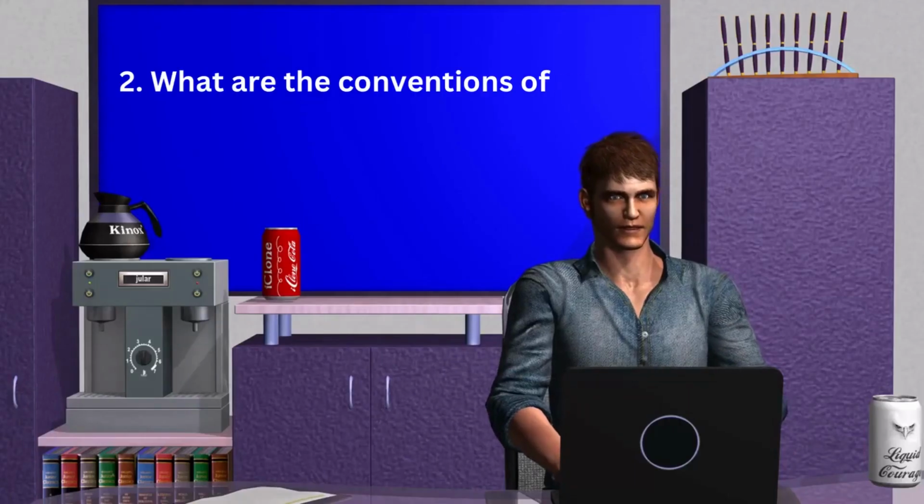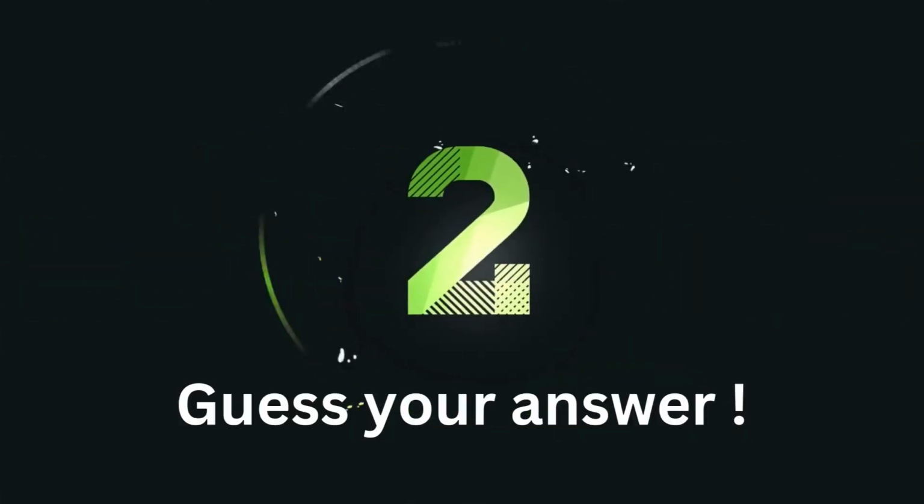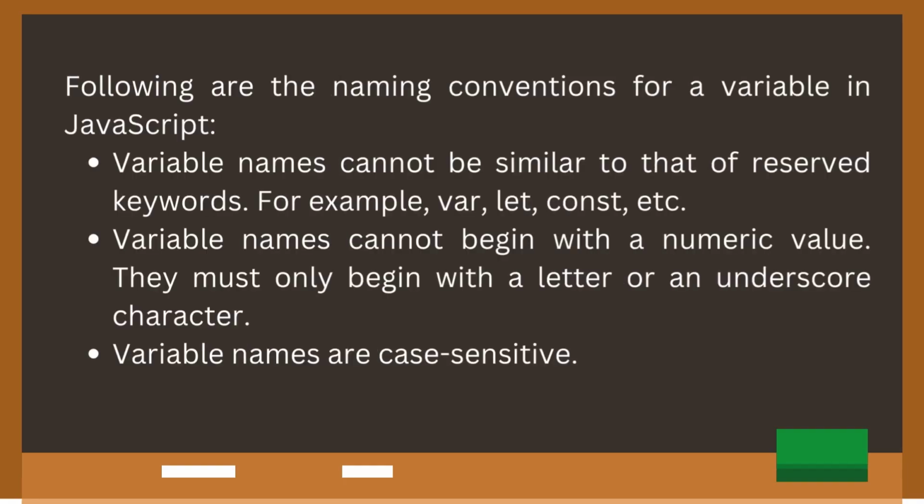2. What are the conventions of naming a variable in JavaScript? Following are the naming conventions for a variable in JavaScript. Variable names cannot be similar to that of reserved keywords. For example, var, let, const, etc. Variable names cannot begin with a numeric value. They must only begin with a letter or an underscore character. Variable names are case sensitive.